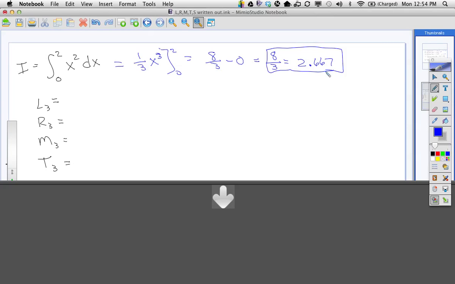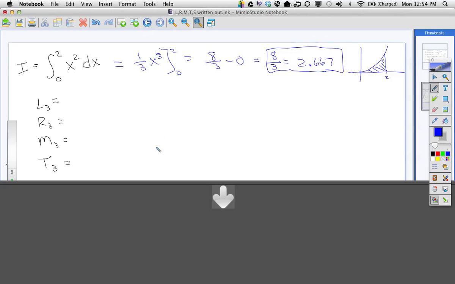2 and 2/3. All right, and that makes sense because if we look at it here, it's a parabola, 0 to 2. And we're looking at this area. Okay. All right. So let's write out an L3.